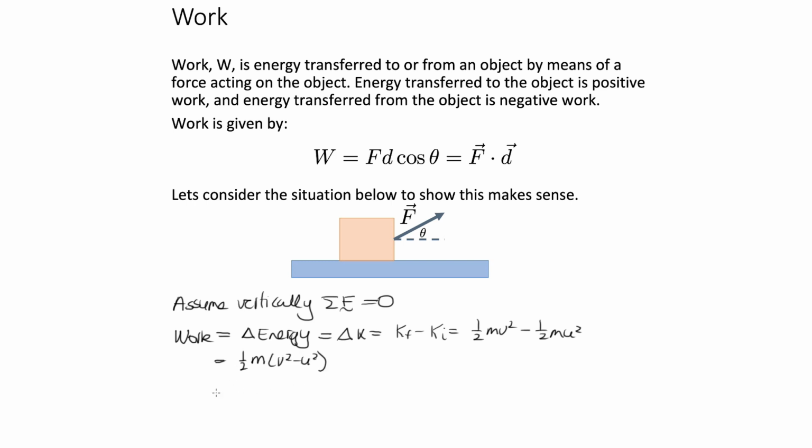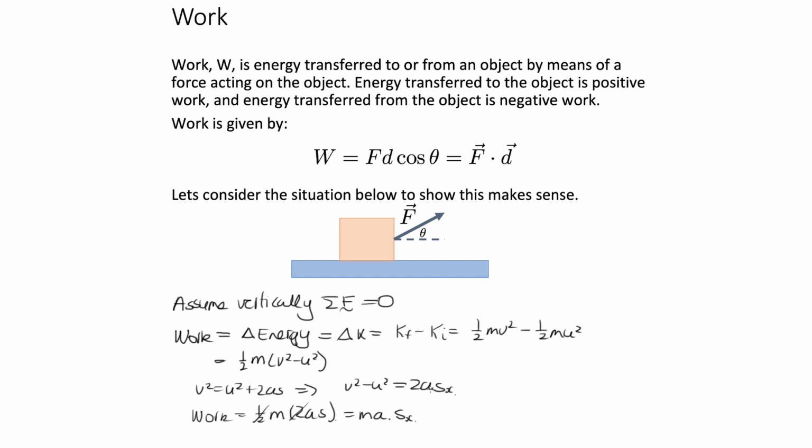Now we have the kinematic equation, v squared equals u squared plus 2as, which tells us that v squared minus u squared is equal to 2as, and we can substitute this in here. So we've got that the work is equal to a half m times 2as. So this half will cancel this 2, and we can write this as ma times s. And now s is the displacement in the x direction. So let's put a little x down there to show that that's in the x direction.